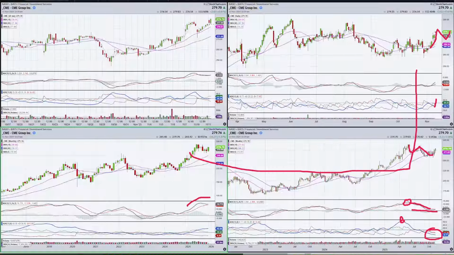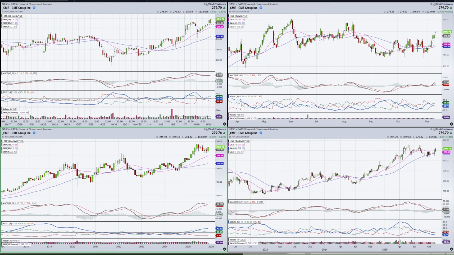All right, retaining the strength through a correction with a lot of power in the trend, working off the overbought condition without any sign of strength in the sellers, and then going down to this time frame and looking for new strength to show up. So keep an eye on that one.